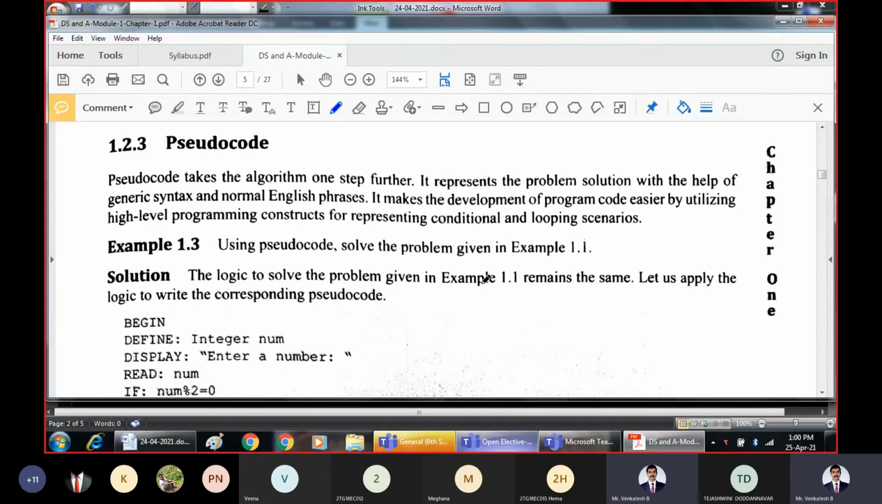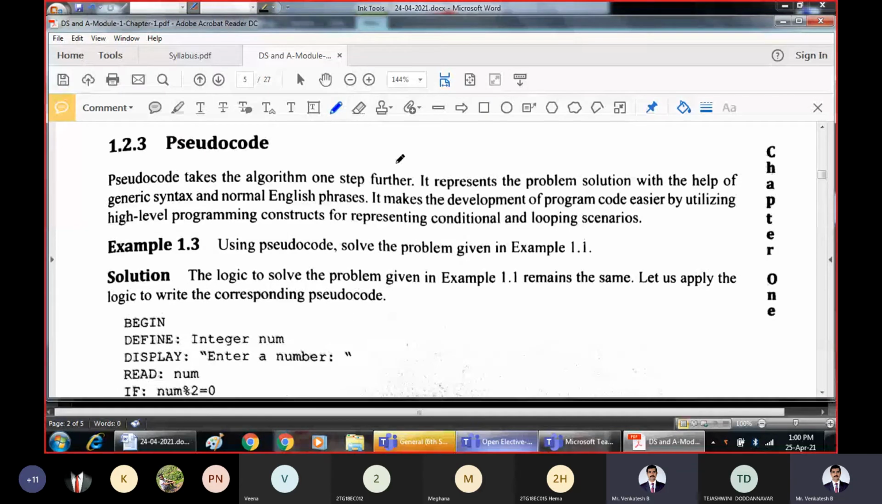Coming to the pseudocode, it takes the algorithm one step further. That is, it is better to understand pseudocode compared to algorithms. Nearly we are writing partial programming code in this pseudocode. It represents the problem solution with the help of generic syntax and normal English phrases. That is, the solution is nearly equal to the program.